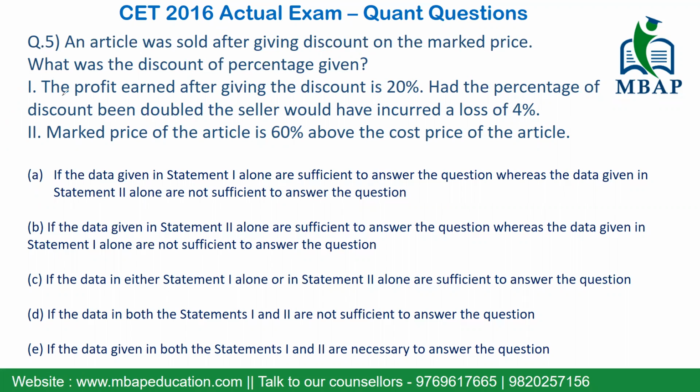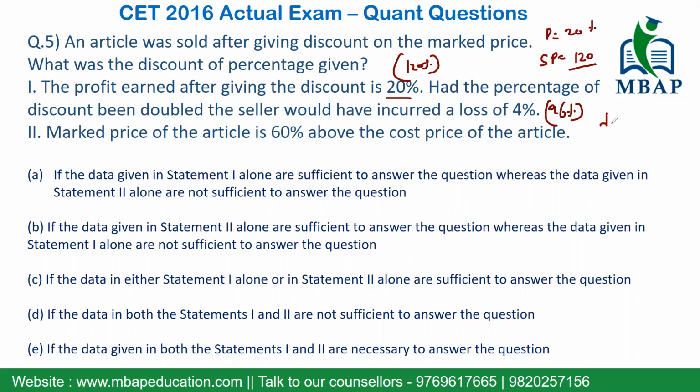Let's read statement number 1. The profit earned after giving the discount is 20%. Had the percentage of discount been doubled, the seller would have incurred a loss of 4%, which means here he had sold it for 96% of the cost price. Here I am selling it for 120% of the cost price. What is being given to you? It's being given to you that the profit of the given commodity is 20%. Assuming my cost price is 100, then my selling price will become how much? My selling price will become 120, right?